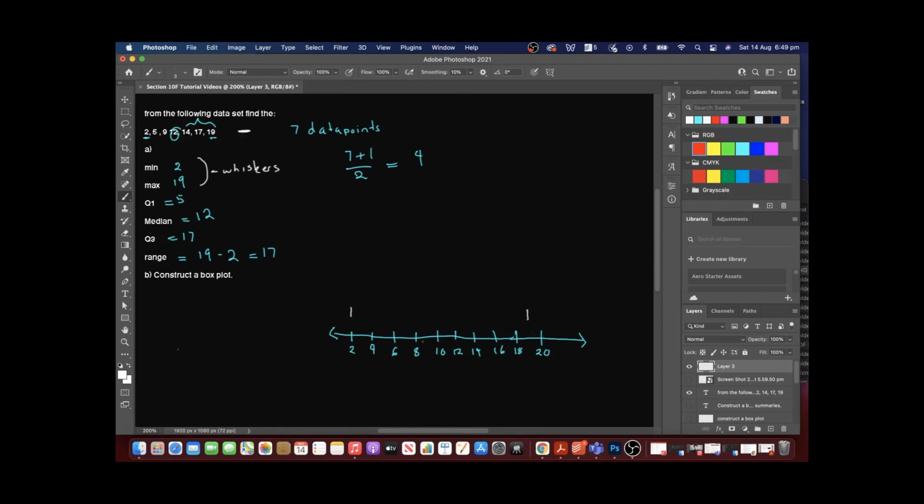And now we just need to find our first quartile, which is at 5. So halfway between here. And we need to find our median, which is going to be equal to 12. And our upper quartile, or our third quartile, is going to be equal to 17. And now we just need to draw a box around these 3, and connect our whiskers. And we're done.